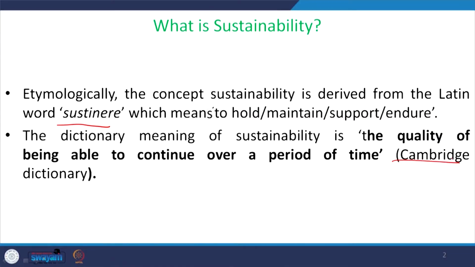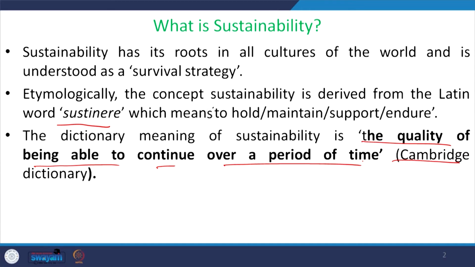If you want to find the origin of the concept of sustainability, this word is derived from the Latin word sustinere, and its meaning is to sustain, to support or to maintain. And for the dictionary meaning, the Cambridge dictionary defines sustainability as the quality of being able to continue forever or for a long period of time. So, sustainability means to maintain the quality of a thing, of a system, which can continue for a longer period of time or forever.